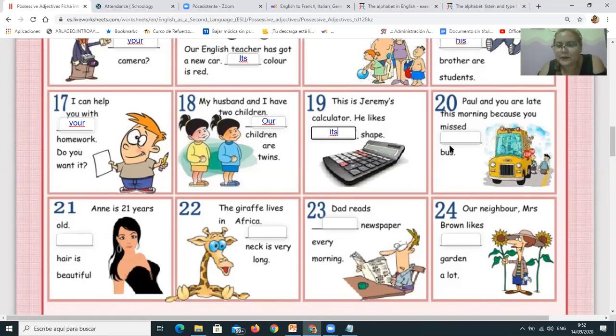Number 20. Colin, you are late this morning because you missed.